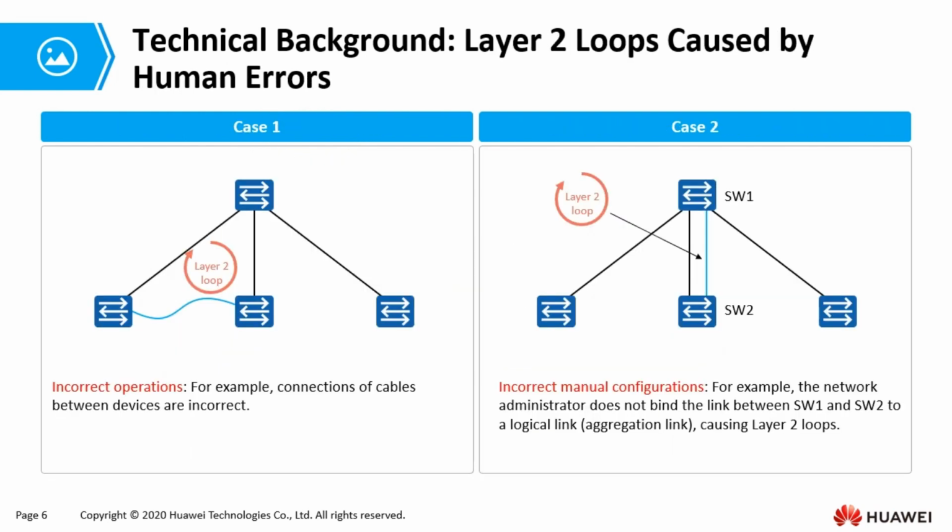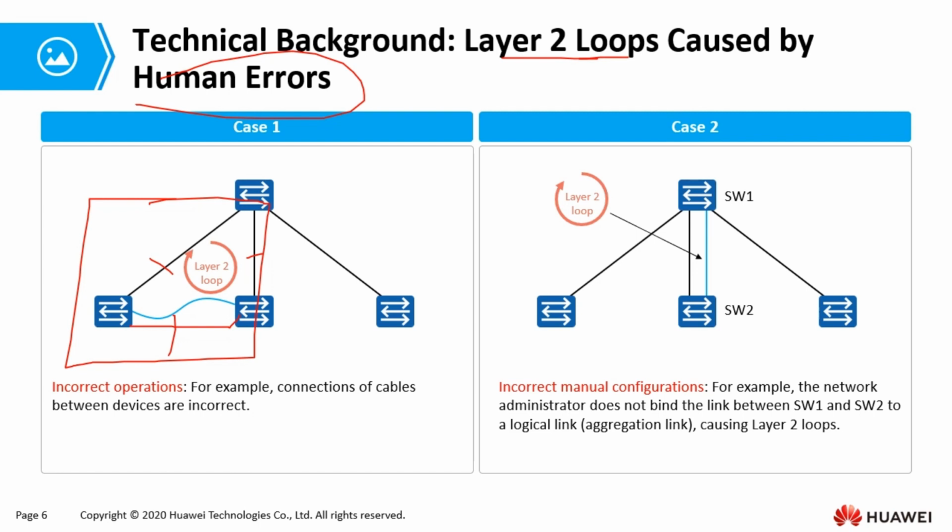Okay, so let's look into more detail at how layer 2 loops happen whenever we have redundant links in layer 2. Most of the time, layer 2 loops are caused by redundant links. It's not necessarily caused by the network itself, but it can also be caused by human error. For example, the network engineer or administrator incorrectly connects the cables between the devices, so layer 2 loops happen on this part of the network, because you have multiple redundant links here.